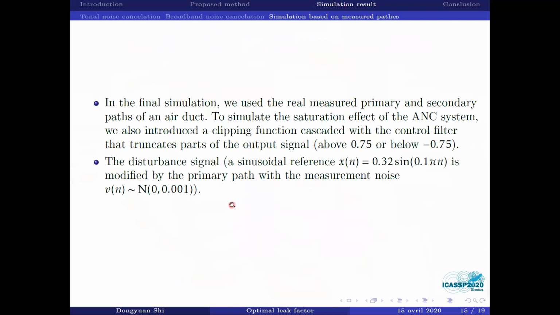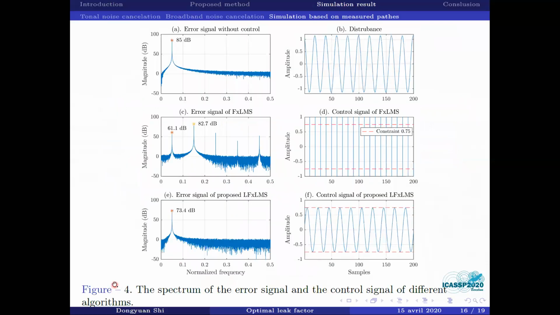In the final simulation, we use the real measured primary noise and secondary source from an air duct. The output constraint is 0.75, the primary noise is a sine tone, and the background noise is Gaussian noise. Figure 4 shows the spectrum of the error signal and the control signal of different algorithms.